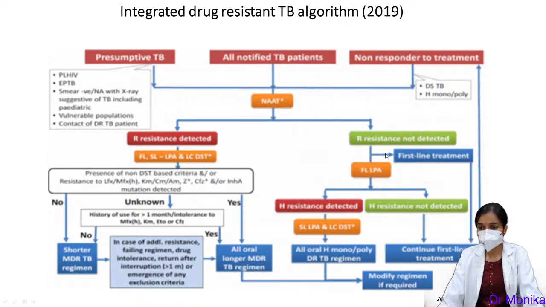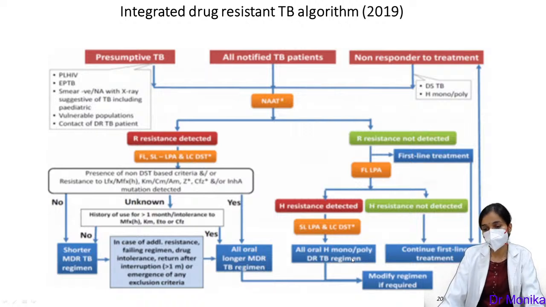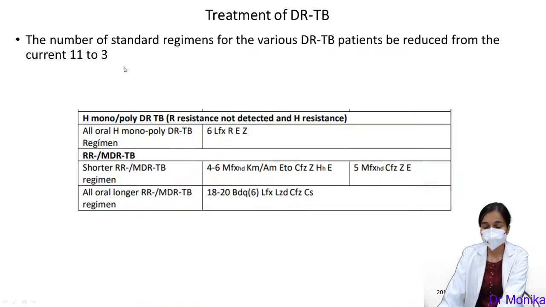In case rifampicin resistance is not detected, then we do the first line drug line probe assay for the detection of isoniazid resistance. If isoniazid resistance is detected, then we go for the second line probe assay as well as the liquid culture DST, and an all oral drug resistant TB regimen should be given, which can be modified according to the requirement. If isoniazid resistance is not detected, then we continue the first line treatment. So in 2019 the RNTCP has reduced the number of standard regimens for drug resistant TB from 13 to 3.